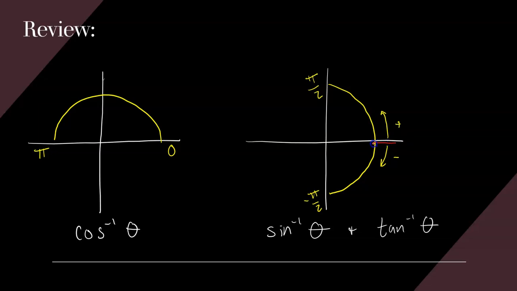Now I included this little illustration here to remind you that anything that's in quadrant 4, we're not looking for the value if we were to go counterclockwise. We're looking for the value if we went clockwise, so it's going to be negative. So when we look at these 3 points over here, or even this one down here, it would be negative pi over 6, negative pi over 4, negative pi over 3, and then lastly negative pi over 2. So you want to keep that in mind when we're dealing with the inverse sine or the inverse tangent.